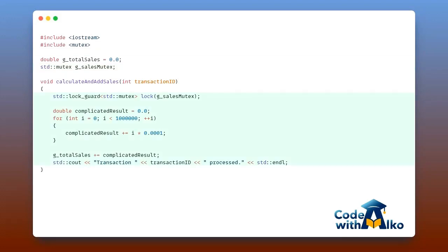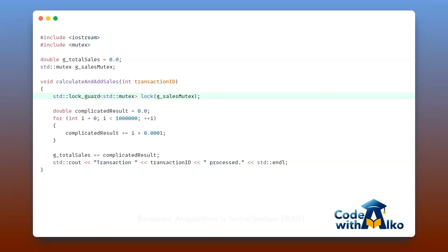Now look inside the calculate and add sales function. The first thing we do is create a lock guard. The second this line of code runs, our thread grabs the lock on the mutex. This is a good use of the RAII pattern, which stands for Resource Acquisition Is Initialization. It guarantees that our lock is automatically released when the function ends. That's a great safety feature.